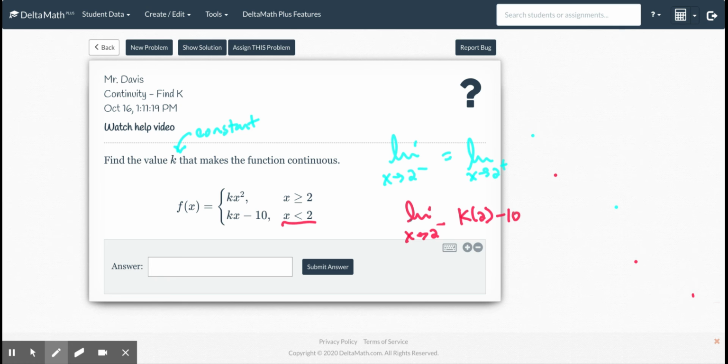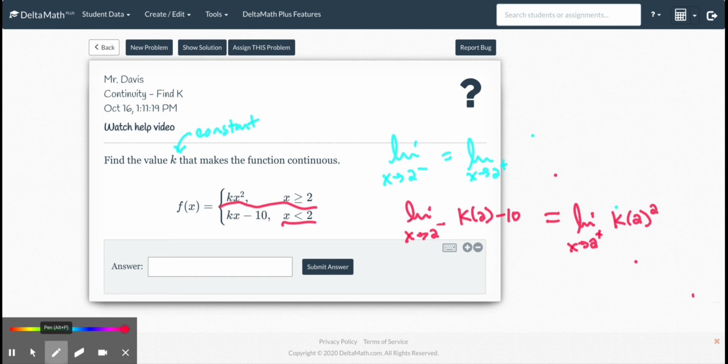Now I know this has to equal the limit from the right, so this thing must equal the limit as x goes to 2 from the right, which from the right I'm going to use my top function, and that would be k times 2 squared. So in order for this thing to be continuous, if the left is going to equal the right, I need these two things to be equal.